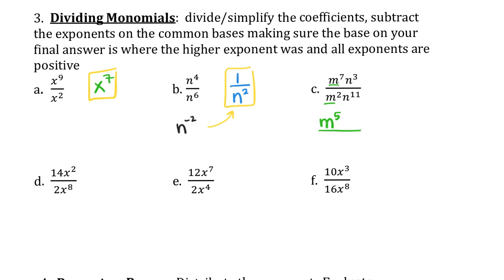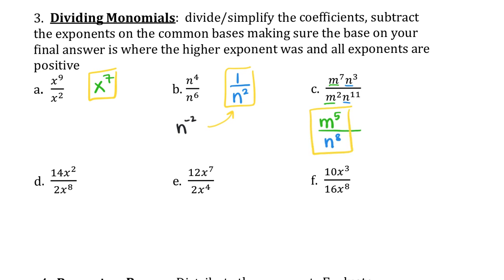Okay, what about the n's? I have n to the 3rd and n to the 11th. I can cancel out 3 of them without running out. If I cancel out 3, 11 minus 3, I'm left with 8. Where are the 8? They're left at the bottom because there were 11. There were more at the bottom. So this is my final answer.